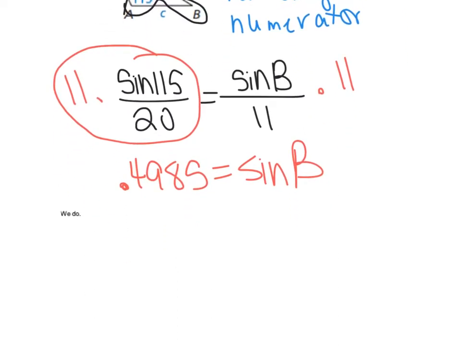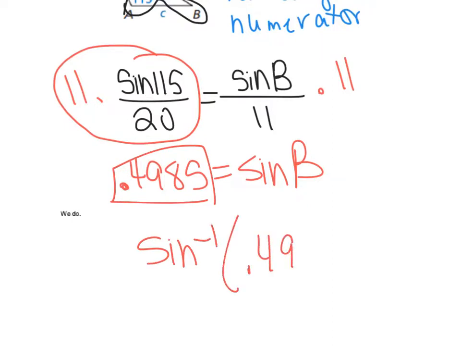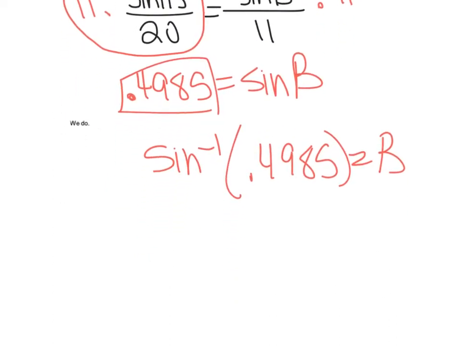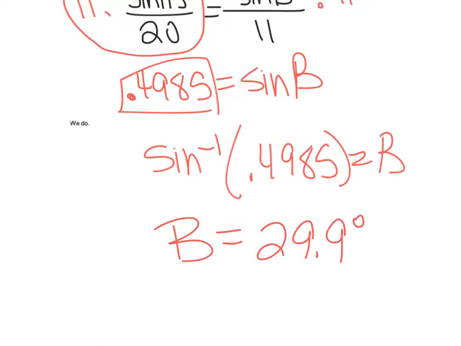And in order to find angle B, we just use the inverse sine of that. So we'd do the inverse sine of 0.4985 equals B. And what you should find is that angle B is 29.9 degrees.